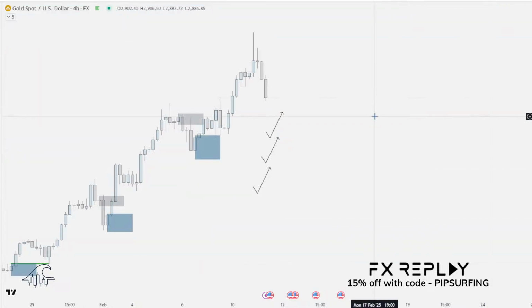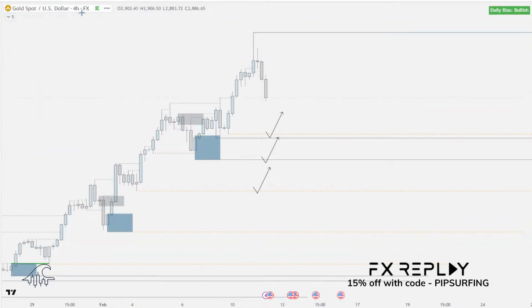So gold, as we stated, is coming back down a little bit here. Keep an eye out for these high volume lows that we have.